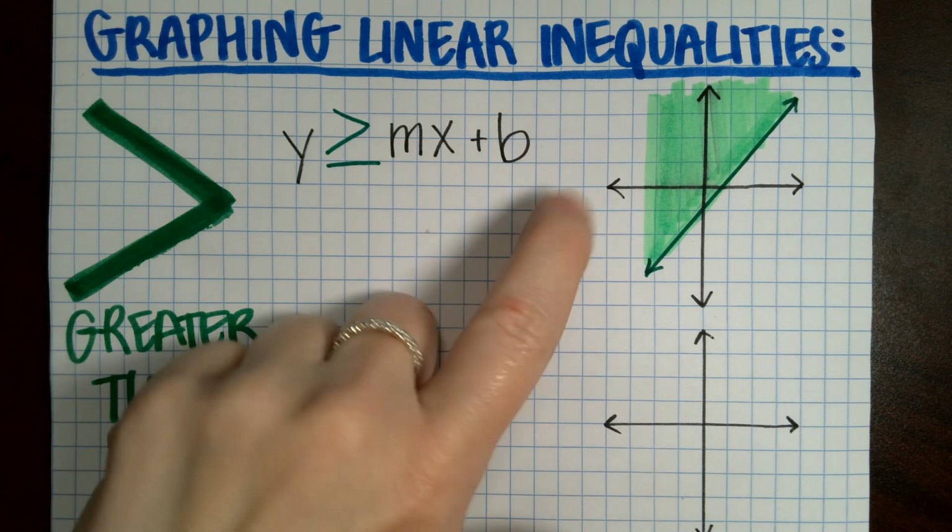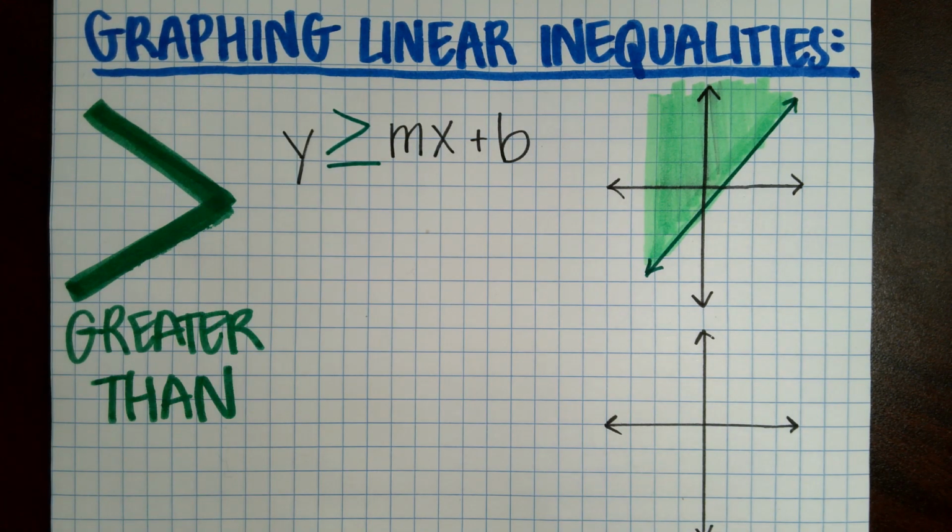But that's how we draw this graph. Y is greater than or equal to mx plus b. So you just graph the line like normal and then you decide where to color it. That's the only new thing we're adding.